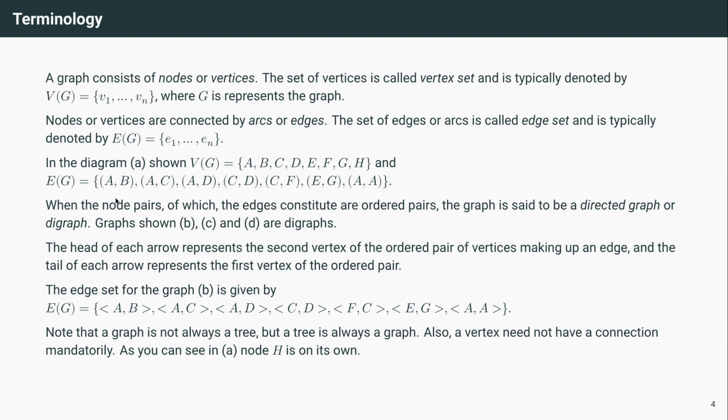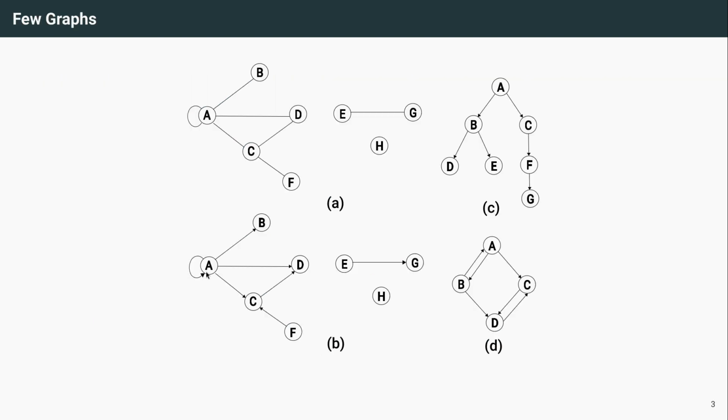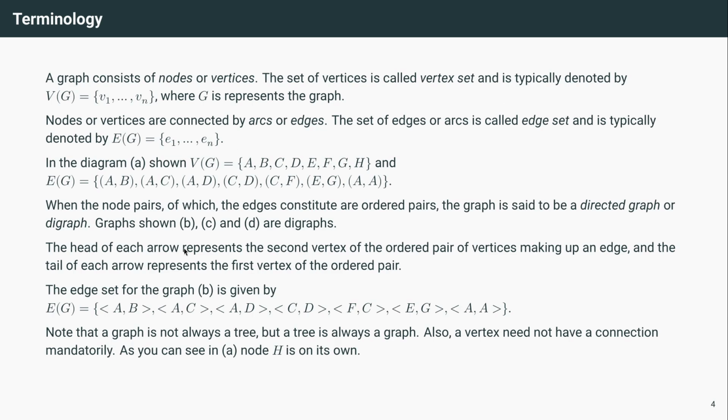So, in this case, B would be the second node, and A would be the first node or first vertex. B would be the second vertex, and A would be first. Between A and D, D is the second vertex, and A is the first vertex. Between C and F, C is the second vertex, and F is the first. Now, the edge set of the graph B is also given here, which you can read.